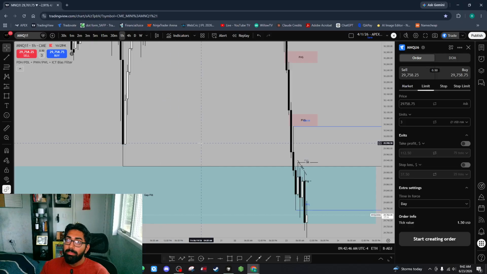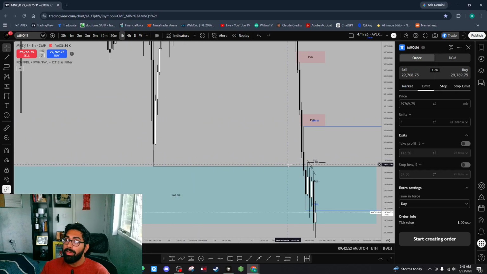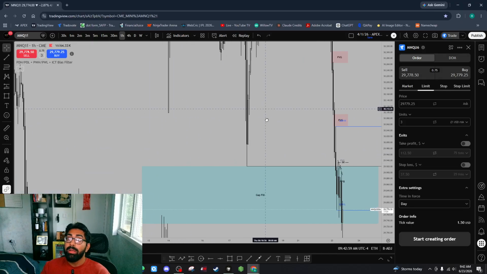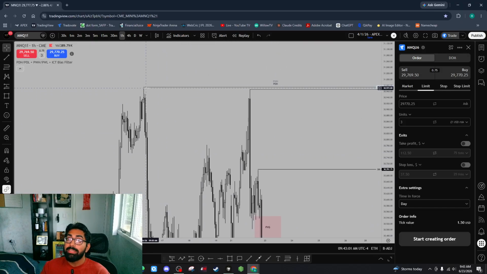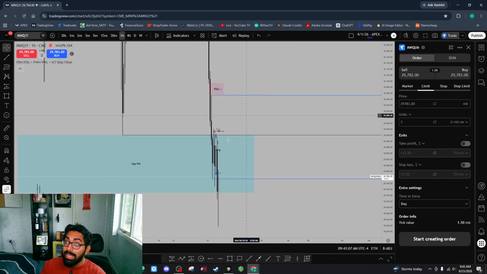A lot of people treated this uptrend and this key level as support, so they entered buy orders here. Not only that, a lot of people clearly entered buy orders here and maybe thought that we were going to take out these highs, but we didn't take out these highs. So they're still in their position even down here.